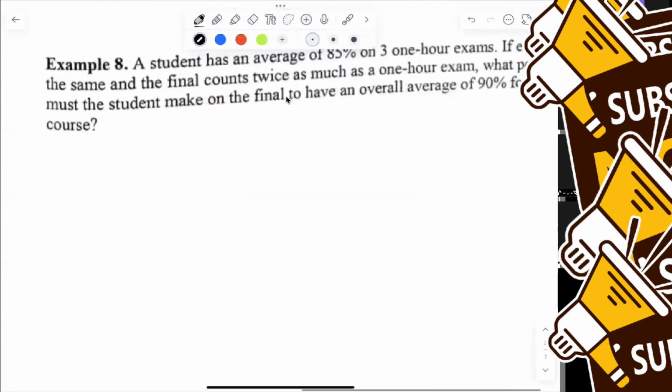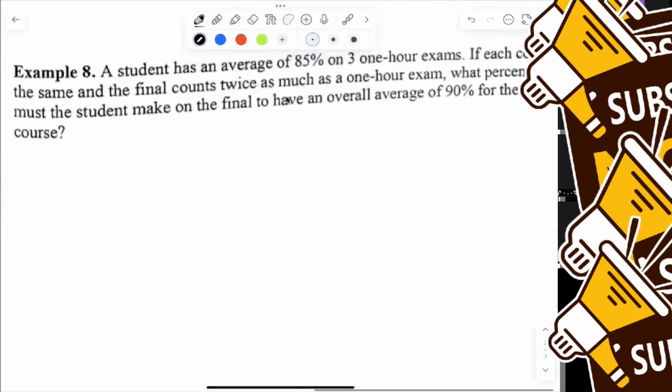Alright, example 8. A student has an average of 85% on the one hour exams. Each counts the same, and the final counts as twice as much as a one hour exam. What percent must the student make on the final to have an overall average of 90% for the entire course? I'll let you guys have a try on this question and tell me answers in the chat.